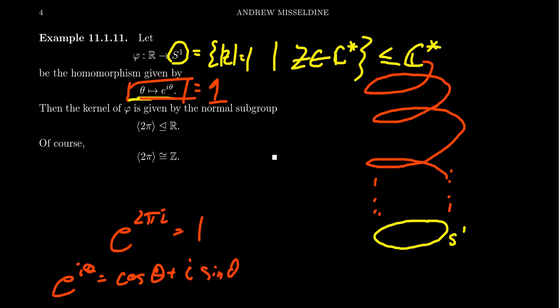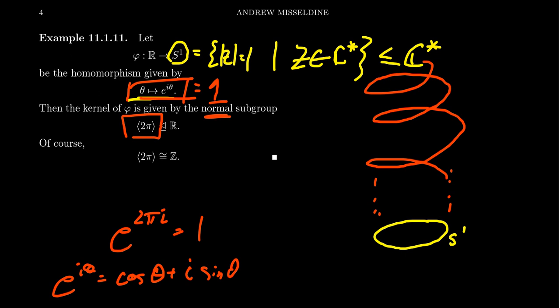So it turns out that the kernel of this map is going to be the cyclic subgroup generated by the number 2 pi. And this is an additive group, so we're looking at integer multiples of 2 pi, like 0, 2 pi, 4 pi, 6 pi, negative 2 pi, those types of things. That's what this cyclic group is right here. This would be the kernel, which is a normal subgroup.